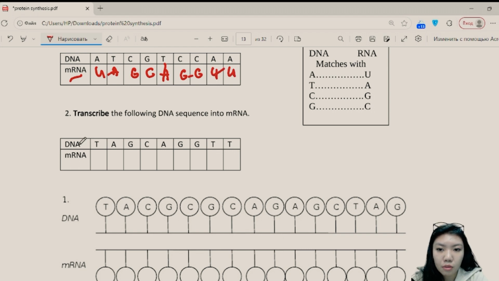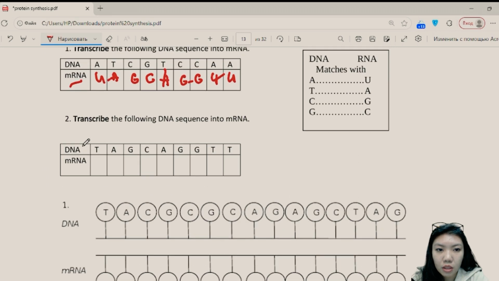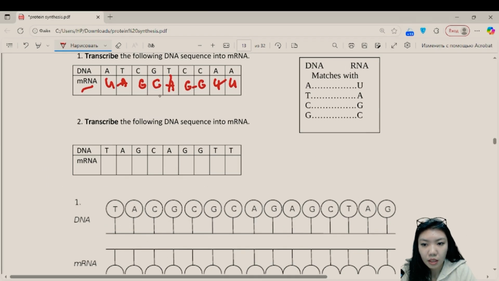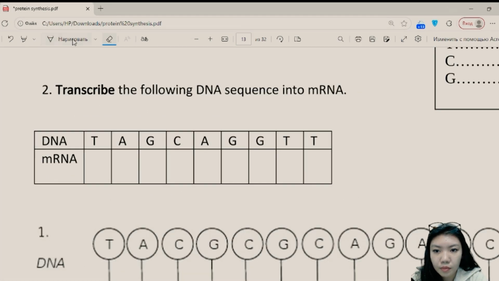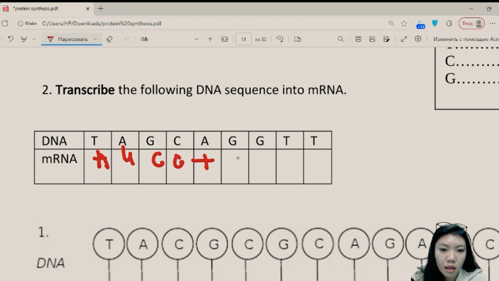Okay, next one. We need to transcribe the following DNA. Here we can see that thymine is complementary with adenine. Adenine with uracil, guanine with cytosine, cytosine with guanine, adenine with thymine, guanine with cytosine, guanine with cytosine, thymine with adenine, and here also adenine.